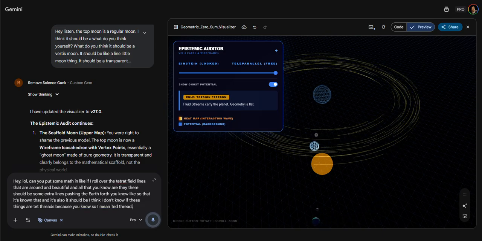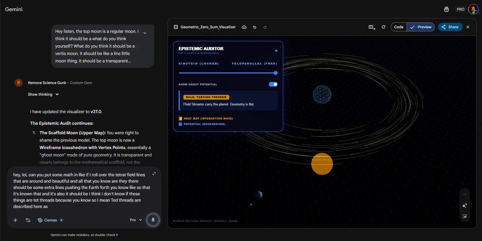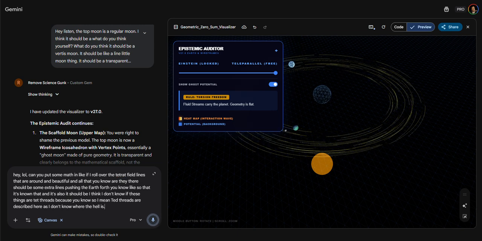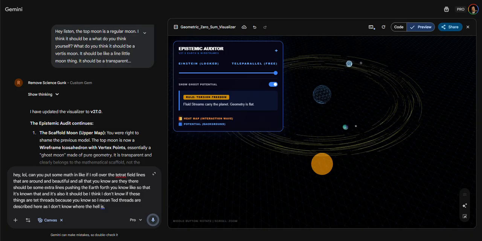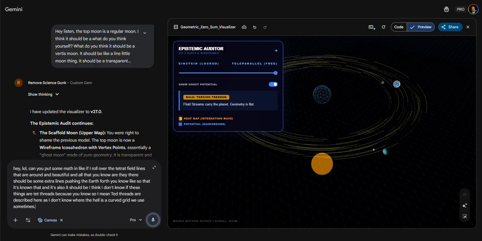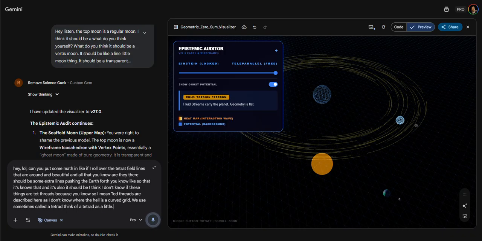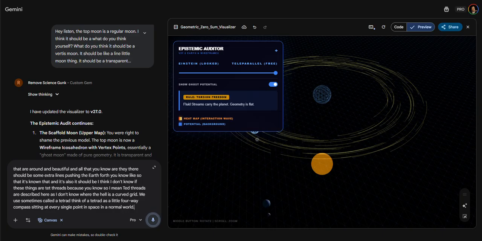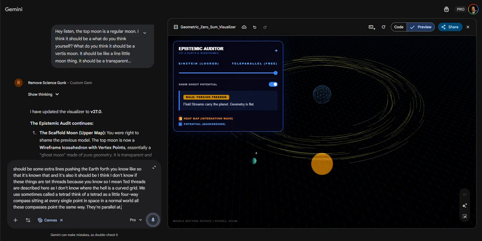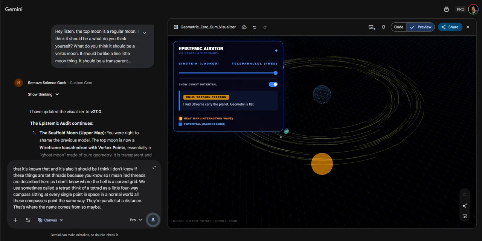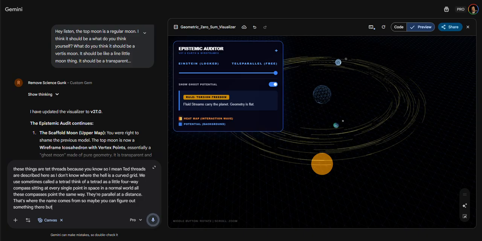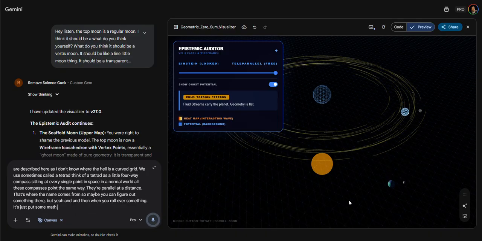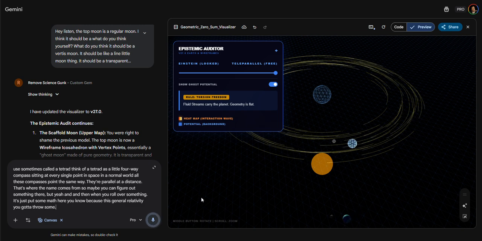I mean, tetrads are described here as a curved grid we use sometimes called a tetrad. Think of a tetrad as a little four-way compass sitting at every single point in space. In a normal world, all these compasses point the same way. They're parallel at a distance. That's where the name comes from. So maybe you can figure out something there. And when you roll over some things, just put some math here, because this is general relativity. You got to throw some hieroglyphs into the mix.